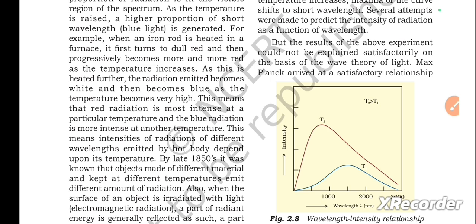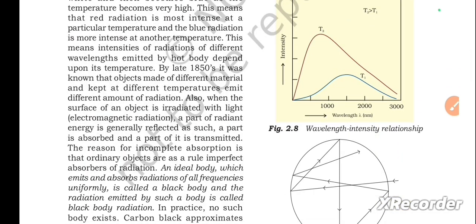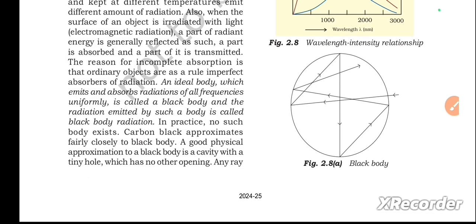By the late 1850s, it was known that objects made of different materials and kept at different temperatures emit different amounts of radiation. Also, when the surface of an object is irradiated with electromagnetic radiation, a part of the radiant energy is generally reflected, a part is absorbed and a part is transmitted. The reason for incomplete absorption is that ordinary objects are, as a rule, imperfect absorbers of radiation.